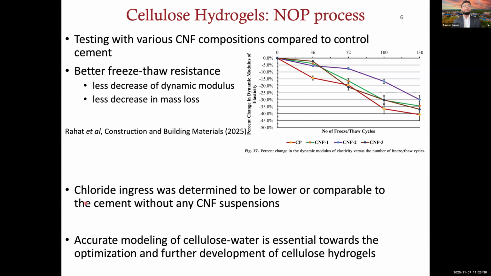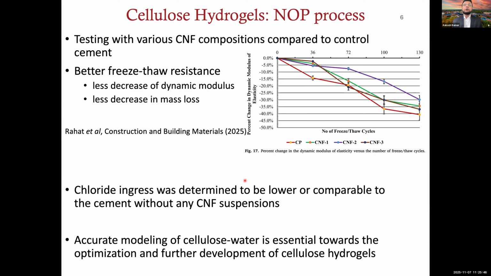And so they also did other measurements and concluded that chloride ingress, which is again an issue with a lot of the concrete failures, was also lower in many cases compared to the control cement with just water, right?